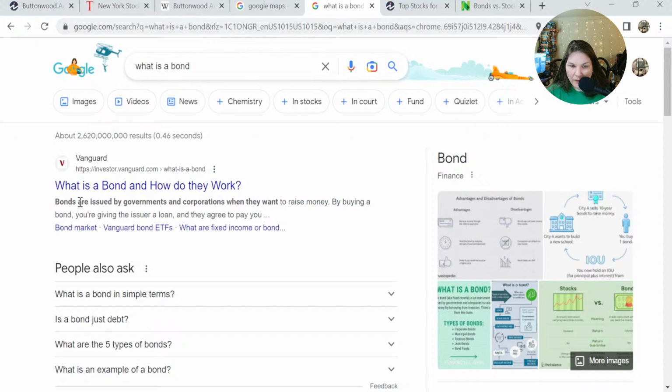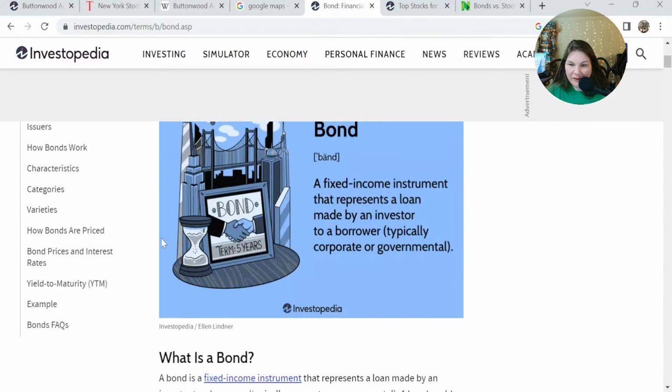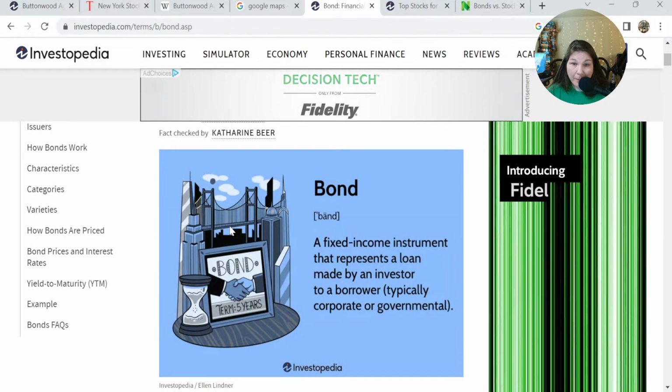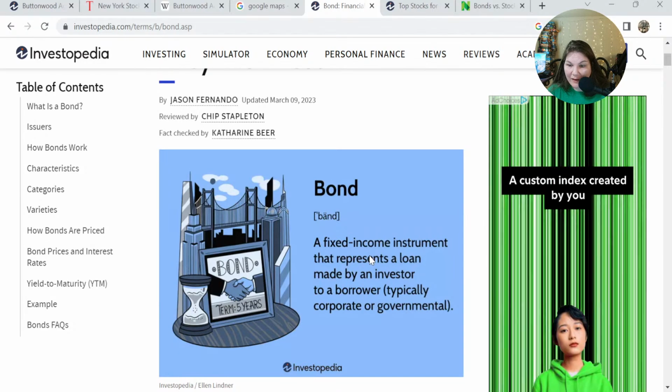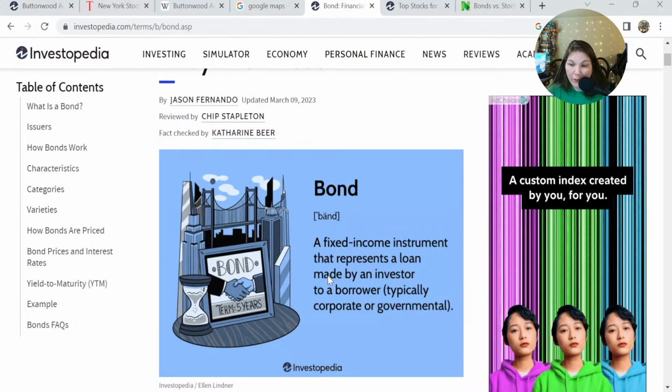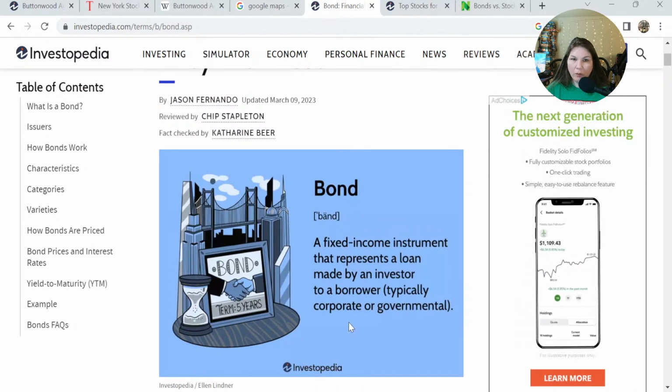Wrong word. And a bond. That was today's, guys. We wanted to learn what was the difference between a bond and a stock. Are they the same thing, or can they be used interchangeably? Let's see. A bond is a fixed income instrument that represents a loan made by an investor to a borrower, typically corporate or governmental. Excuse me, got a dry throat from talking. Okay. So, a bond is a loan.